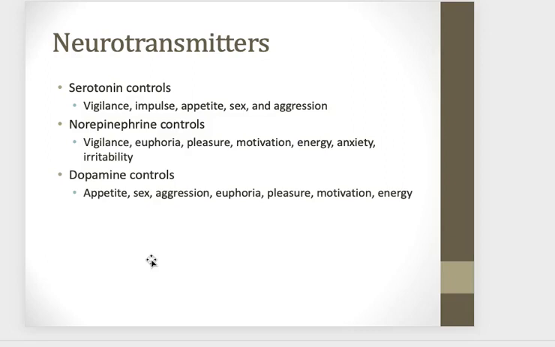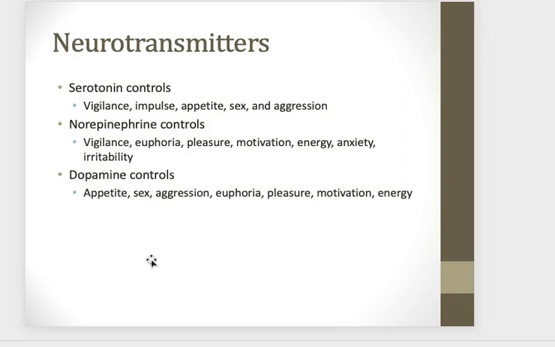So you can see that too much of one of these or too little could lead to adverse events, either way. So if you have too much dopamine, you're getting too much euphoria, too much pleasure, too much energy, and too much aggression. Or if you block too much serotonin, you have no impulse, no vigilance, which we'll talk about, like with antipsychotics, those negative symptoms of schizophrenia from medication.